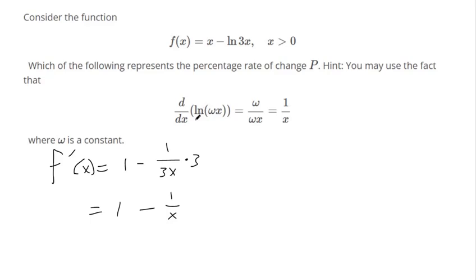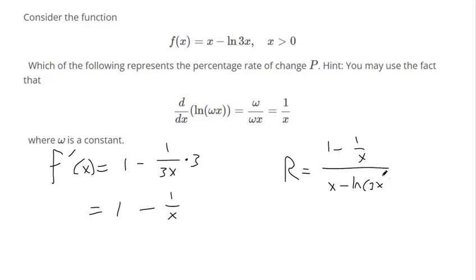So anytime you take a derivative of natural log of 2x or 3x or 4x or 5x, the constant actually doesn't matter. It's always going to balance out to be 1 over x. So there's our derivative. Our relative rate of change is 1 minus 1 over x, over the original function, x minus natural log 3x.